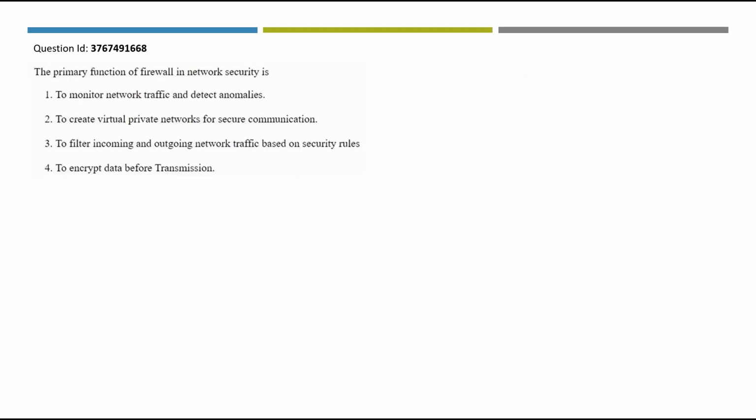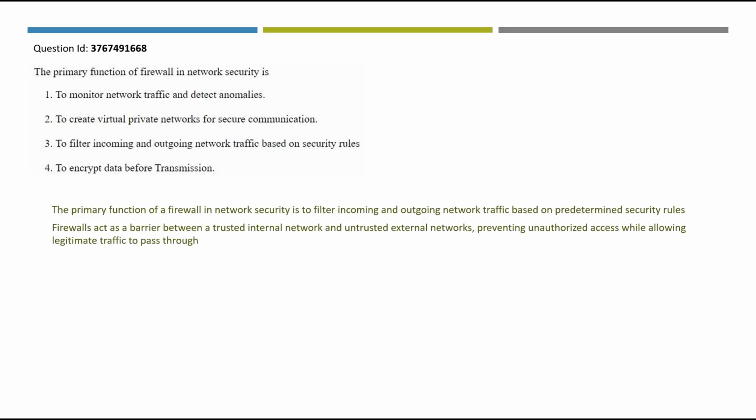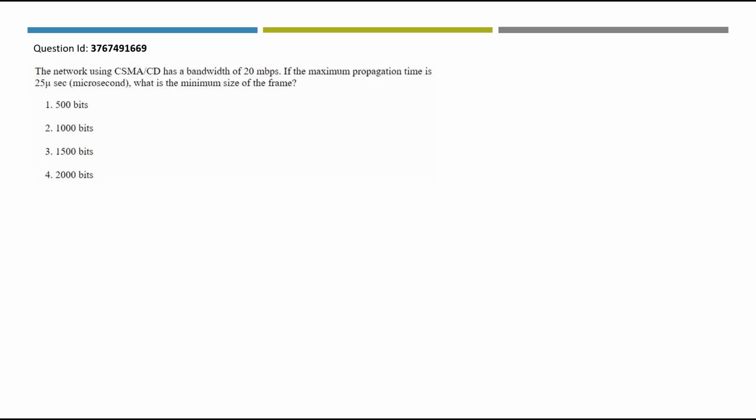Next question. The primary function of firewall in network security is. The primary function of a firewall is to filter incoming and outgoing network traffic based on predetermined security rules. This is matching with option number 3. Option 3 will be the right answer. Firewalls act as a barrier between a trusted internal network and untrusted external networks, preventing unauthorized access while allowing legitimate traffic to pass through.